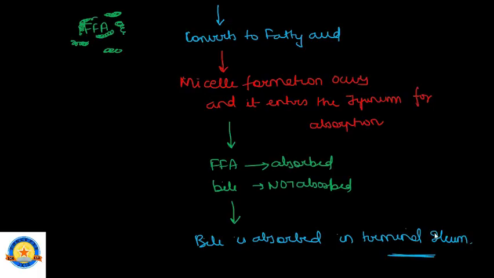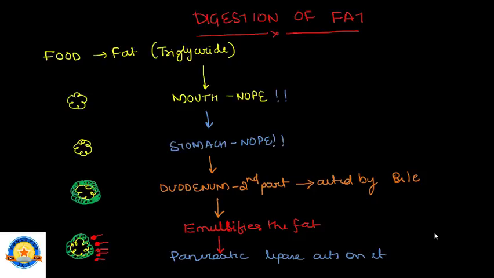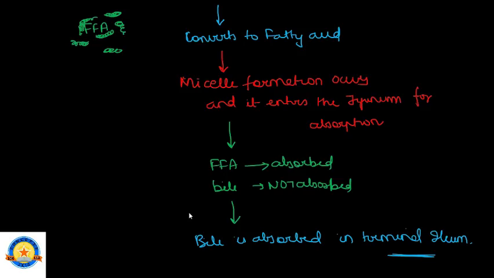Clear? So digestion of fat, triglyceride, mouth nothing, stomach nothing. Second part of duodenum what acts? Bile acts and it emulsifies. Very important. And pancreatic lipase acts on it to convert into fatty acid. Fatty acid and bile are present. This is called micelle formation. And then it goes to jejunum. Jejunum absorption takes place. Absorption of what? It is the fat, not the bile. Bile is getting absorbed from terminal ileum.